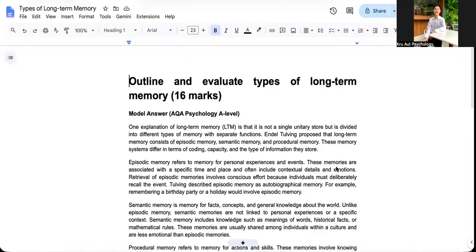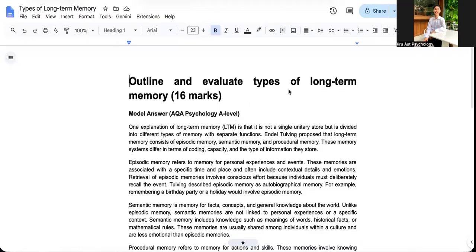In this video, we'll be talking about the types of long-term memory by looking at the model answer, outline and evaluate types of long-term memory, which is a 16 marker in the AQA Psychology A-level syllabus. To begin with, same as usual, we'll look at AO1 and then AO3. AO1 is 6 marks and AO3 is 10 marks, meaning we need to give more weight to AO3 than AO1.